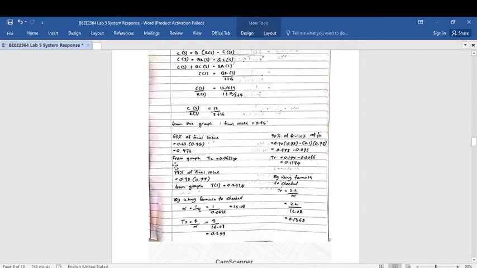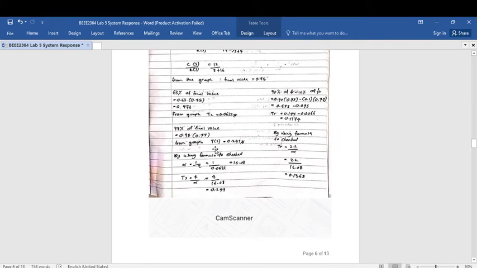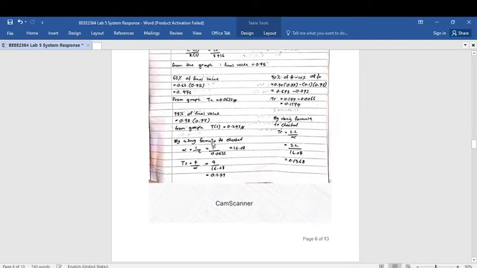For the time constant, I get 0.0622. For the rise time, I get 0.1374, and for the settling time, I get 0.245.